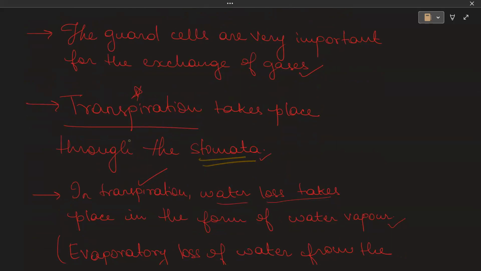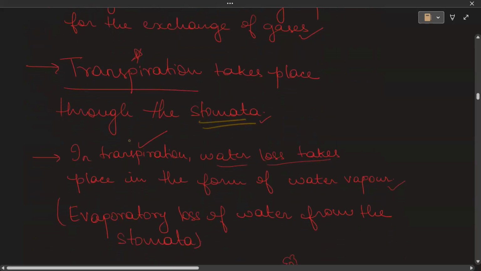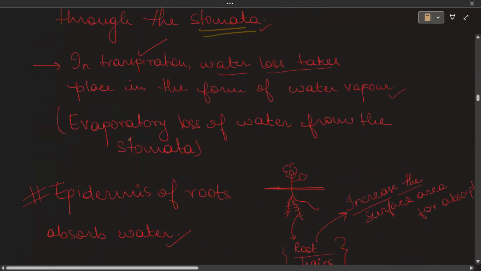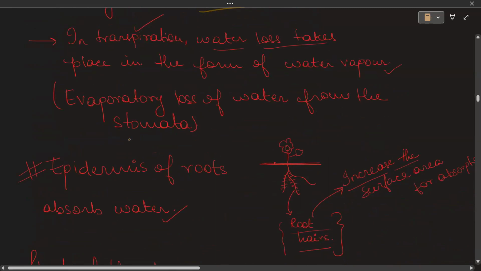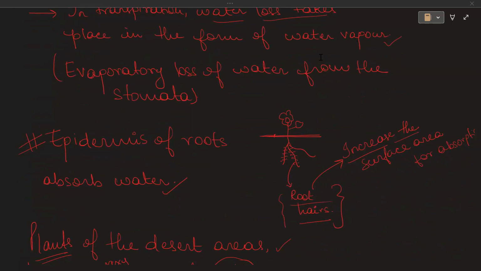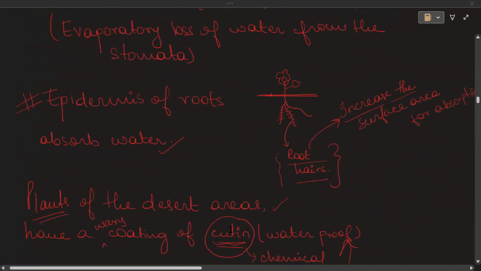Now talking about this transpiration, let us see what it is. When water is lost through the stomata, or you can say water is lost from the plant in the form of water vapor, then this whole process is known as transpiration. Or you can also call transpiration the evaporatory loss of water from the stomata. Is it clear? Yes, ma'am.